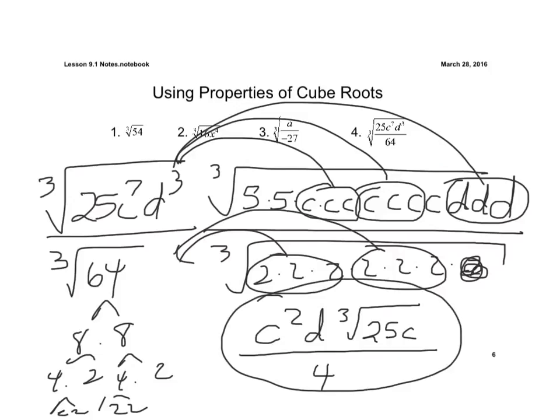So again, when you're doing cube roots, you're going to do the factor tree, and you're going to write out the variables raised to the power, and you're going to look for triples. Now, if it was to the 4th root, we'd look for groups of 4.